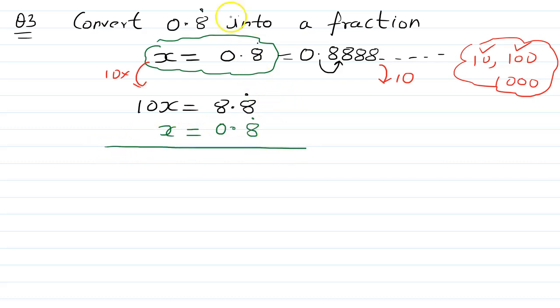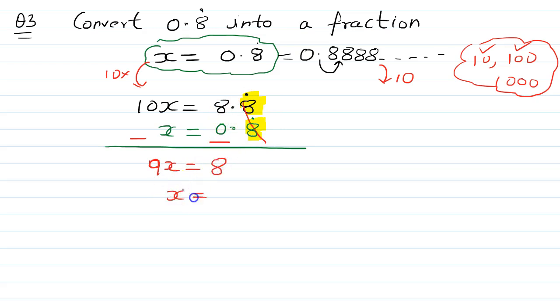Here you need to remember one thing: after the decimal point, things should be the same. See here, after the decimal it is 0.8, and here after the decimal it is 0.8, so things are the same, then it's fine. Now you need to take away on both sides. 10x take away x will be 9x, and the 8.8 dot take away 0.8 dot: all the recurring parts cancel out, and 8 take away 0 is 8.